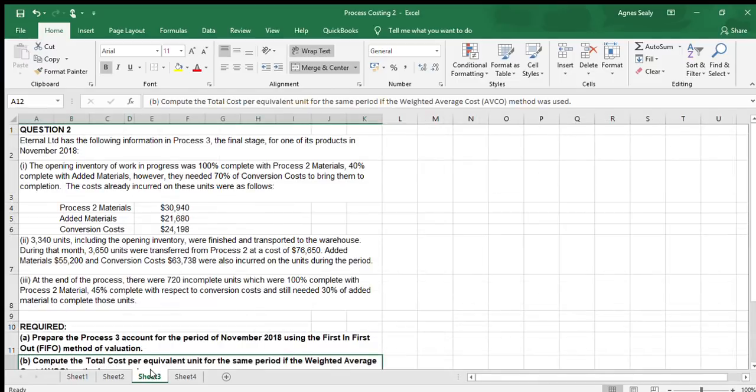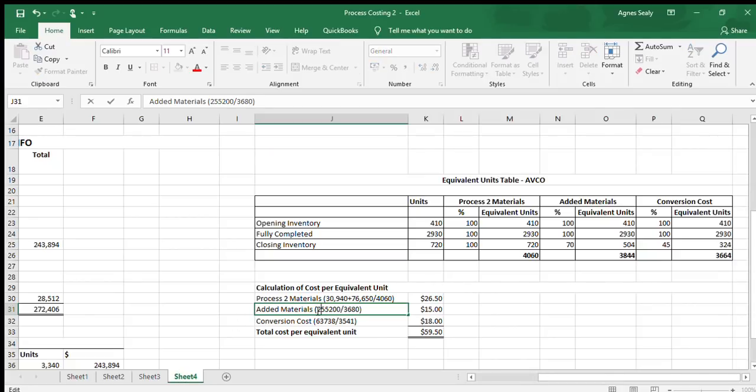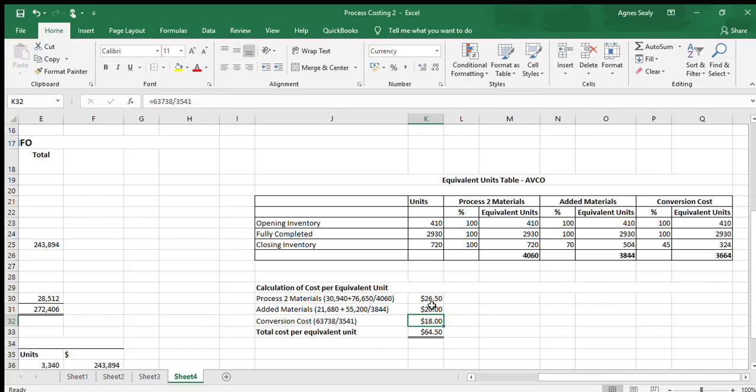For added materials, at the beginning, it was 21,680, and we've input another cost of 55,200. So we're going to add those two together. So it's 21,680 plus the 55,200, and it's going to be divided by our new total equivalent units of 3844. Which is $20 per unit.